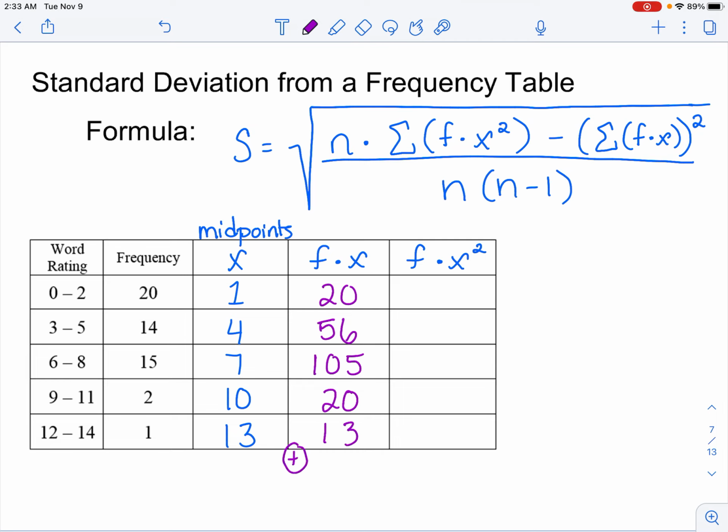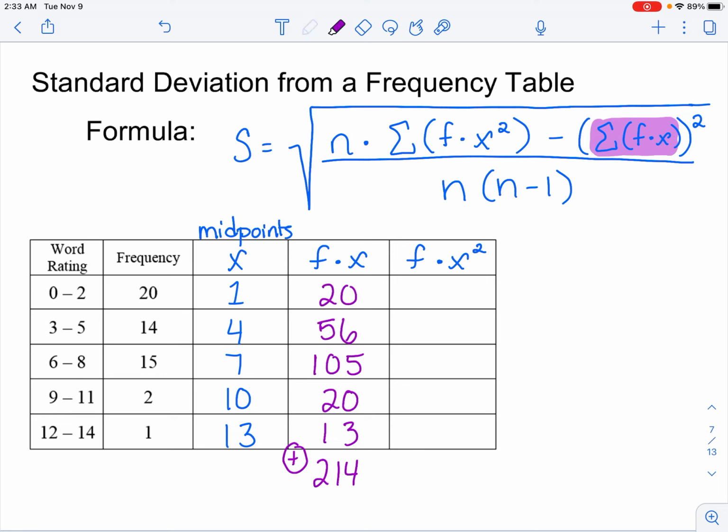And I'm going to need to add all of these numbers together. If I add them all together, I'm going to get 214. And as far as the formula is concerned, that's the sum of the f times x numbers. That's written right here, sum of f times x, okay? So that number is going to go in that place in the formula. It's going to get squared.